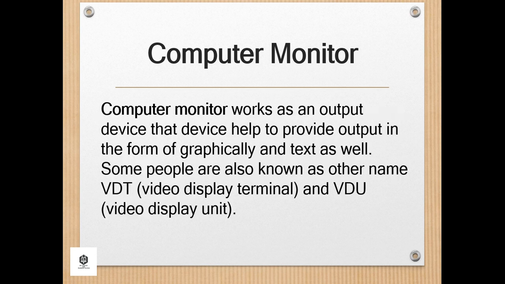A computer monitor works as an output device that helps to provide output in the form of graphics and text as well. Some people also know it by other names, VDT or Video Display Terminal and VDU or Video Display Unit. These types of computer monitors contain electronic circuits, a power supply, and some buttons which manipulate all signals and help to yield results in pictorial shape.